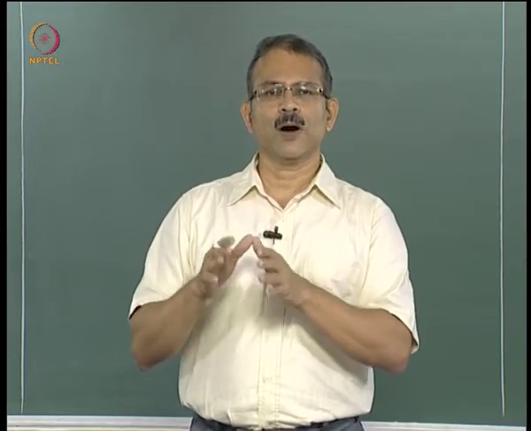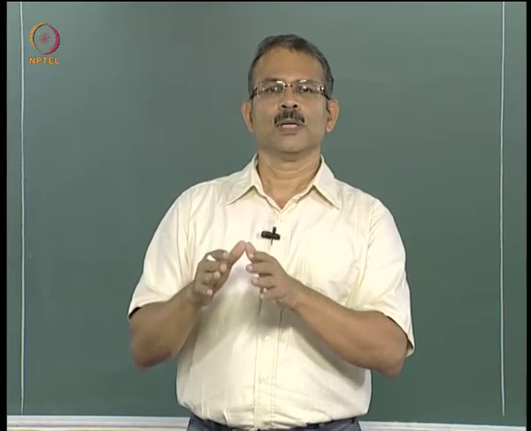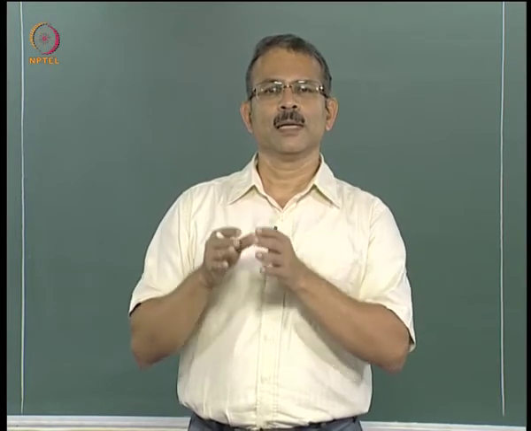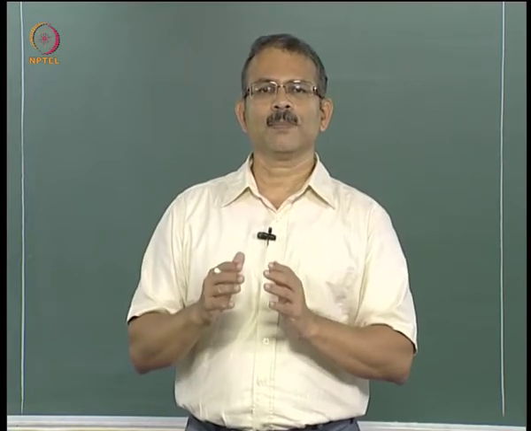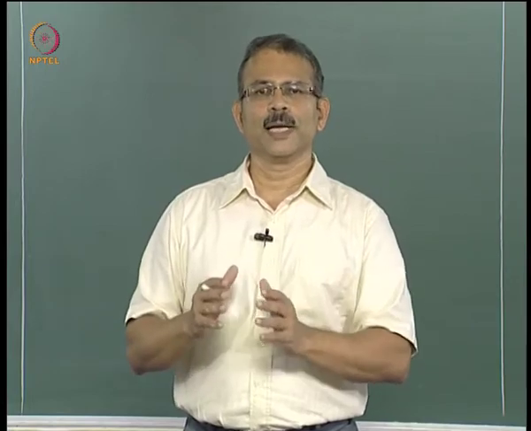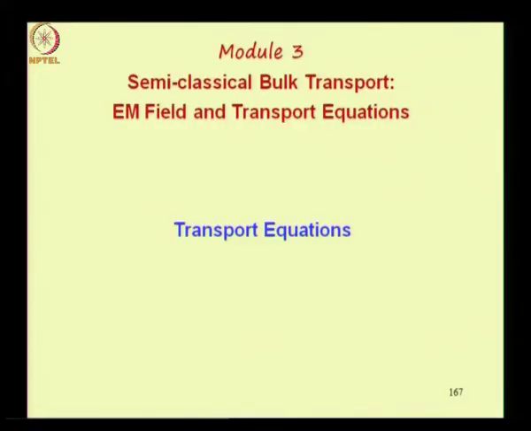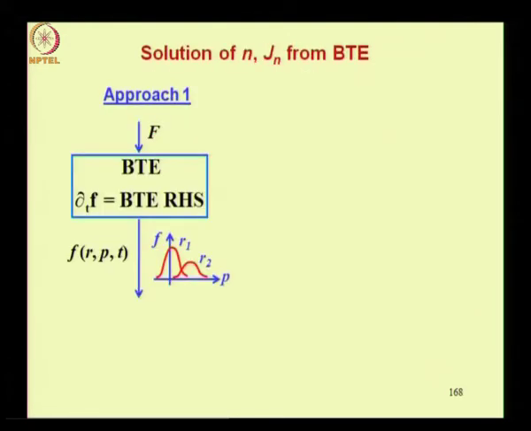We also introduced an alternate approach to use the Boltzmann transport equation to get the carrier concentration and current density. Now let us develop the second approach in more detail here. So the first approach, let us summarize in the form of a block diagram. You have the Boltzmann transport equation, which is shown here as dou f by dou t equal to the right hand side terms of the Boltzmann transport equation.